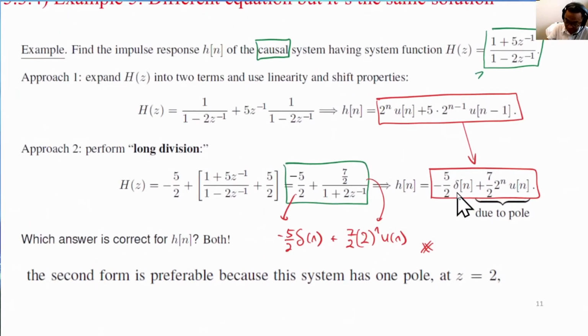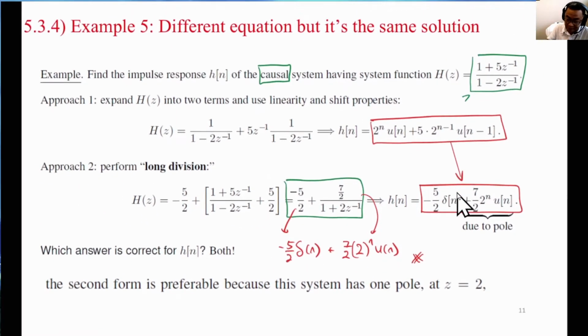Okay, so that's it. The take-home message is that there are multiple ways to perform the inverse Z transform, and each of these ways will give you the answer in a different expression, but they are the same answer.